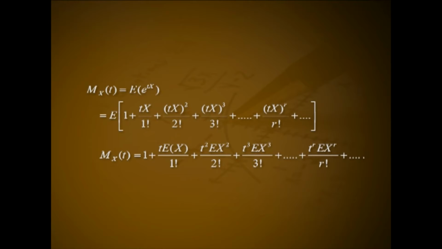That is, M_X(t) is equal to 1 plus t into the expectation of X by 1 factorial plus t square into the expectation of X square by 2 factorial plus t cube into the expectation of X cube by 3 factorial plus etc., plus t raised to r into the expectation of X raised to r by r factorial plus etc.